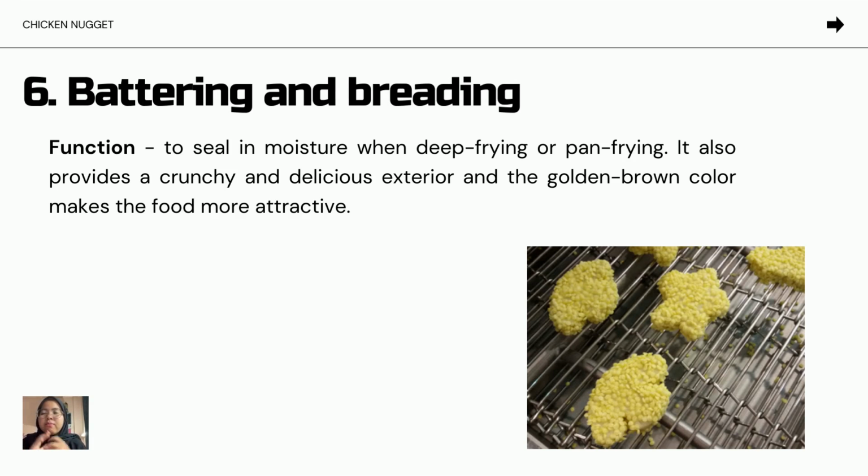Process number 6 is the most important process for making nuggets, which is battering and breading. The function of battering and breading is to seal in moisture when deep frying or pan frying. It also provides a crunchy and delicious exterior, and the golden brown color makes the food more attractive.